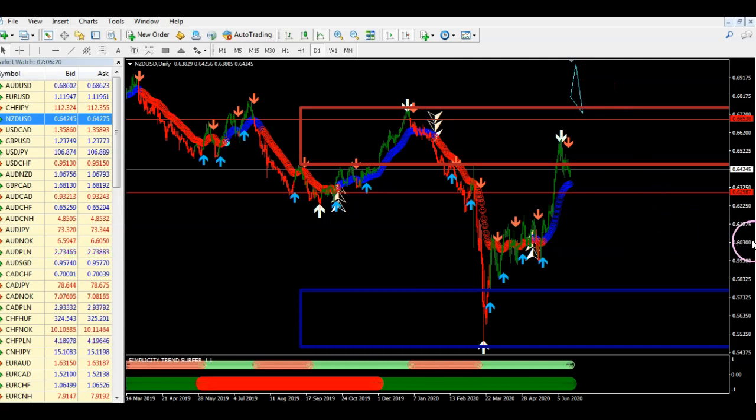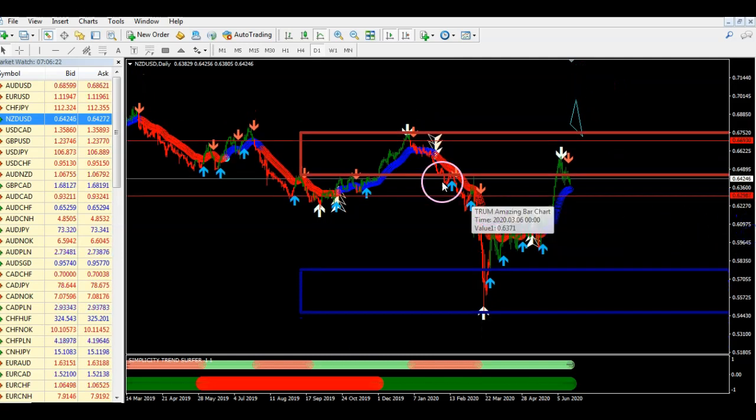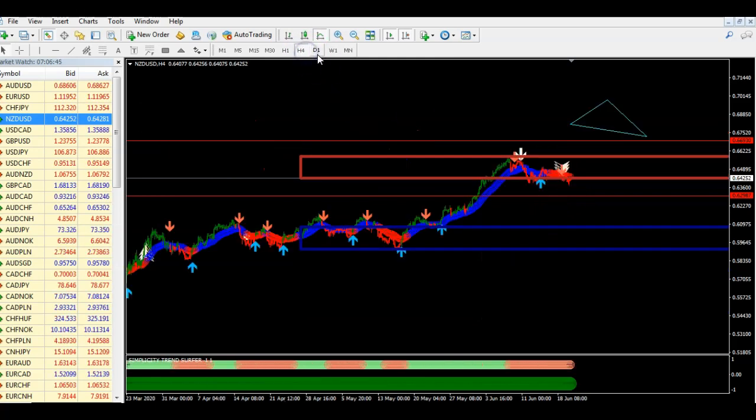There they are, the triangles showing up in other pairs. That's what gets me confused. The thing is, if I get rid of that one, it will erase it on the other pairs too. So we'll go from there. Okay, we had an uptrend, and now we have this pullback.